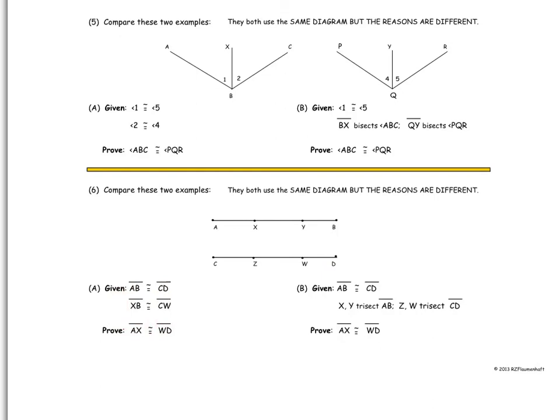I am willing to tell you, however, that X and Y create thirds and that Z and W create thirds. So if AB is the same length as CD, why does AX over here have to be congruent to WD over here? Answer: because a third from one segment has to be equal or congruent to a third from another segment when the segments started out the same numbers to begin with. So AX is congruent to WD by division.